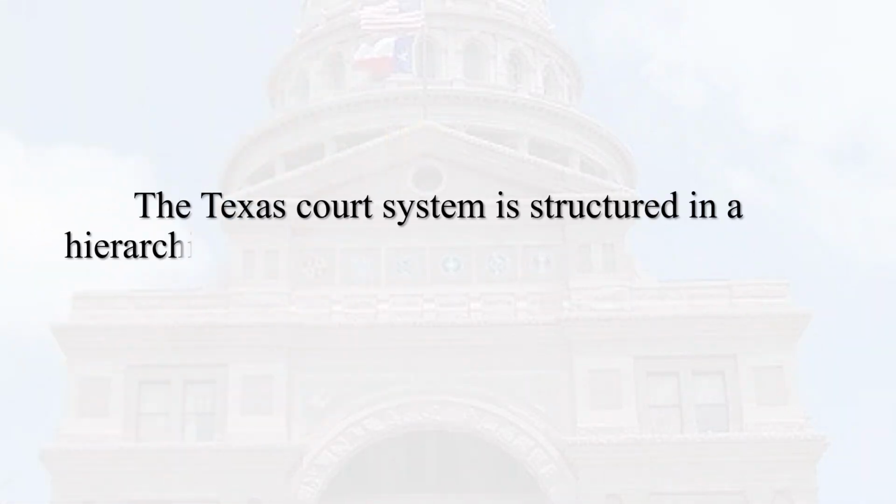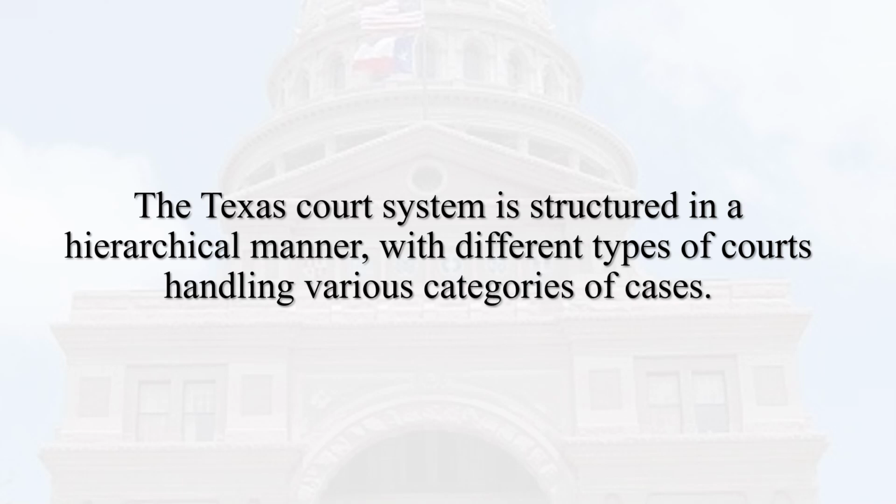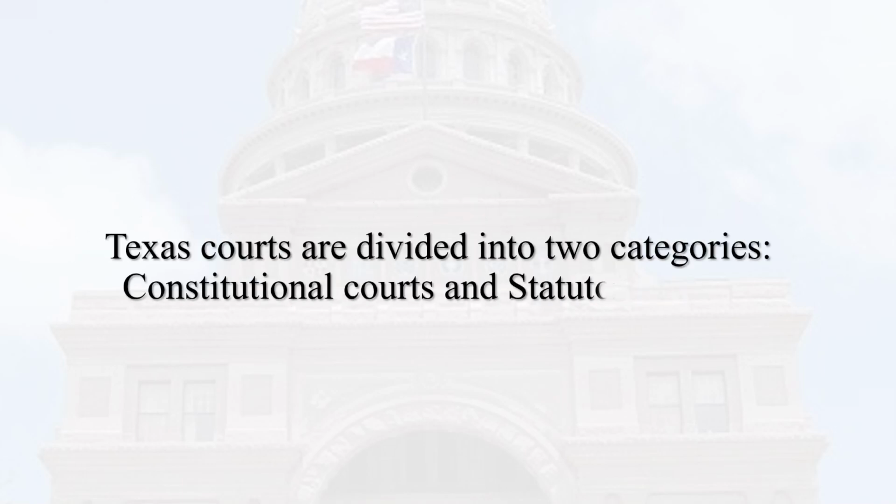The Texas court system is structured in a hierarchical manner, with different types of courts handling various categories of cases. Texas courts are divided into two categories: constitutional courts and statutory courts.